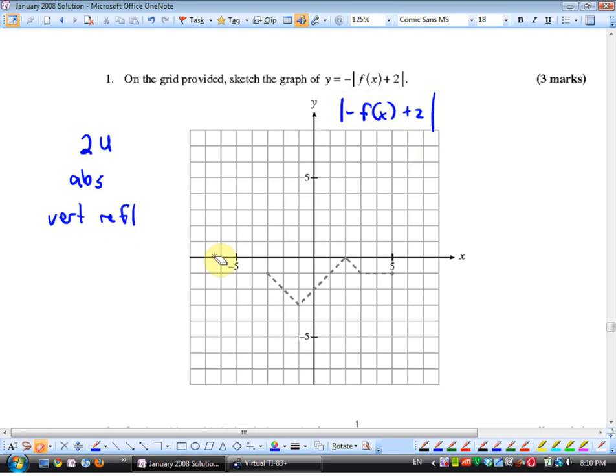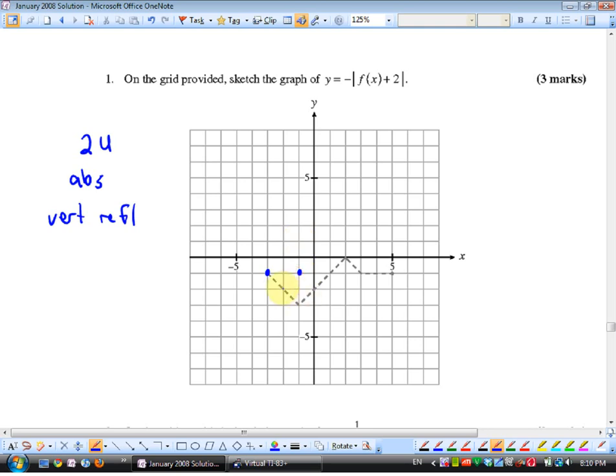If they wanted me to do absolute value before 2 up, they would have written it that way. That means absolute value first, then 2 up. So treat it sort of like a bracket, like BEDMAS. So take this point here. 2 up, absolute value, it's already above 0, so no problem. And then vertical reflection, it ends up back where it started from, invariant. 2 up, absolute value, back here. Let's try this point. 2 up, absolute value, becomes positive. Vertical reflection ends up here.